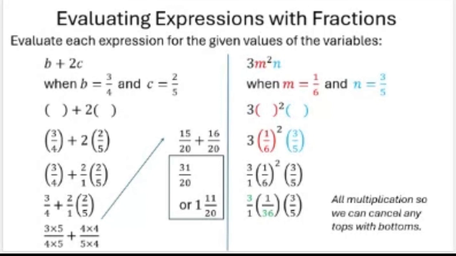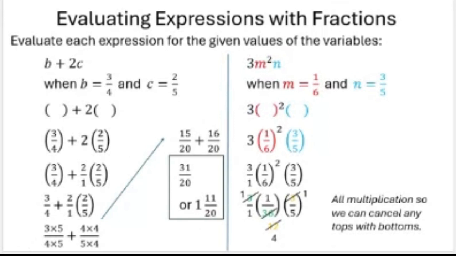I see 3 and 36 can both be divided by 3. Swipe them out, divide them both by 3. 3 divided by 3 is 1. 36 divided by 3 is 12. Anything else? 5, no, 3 and 12. Yes, I can keep going because the 3 and the 12 are both divisible by 3. 3 divided by 3 is 1. 12 divided by 3 is 4.